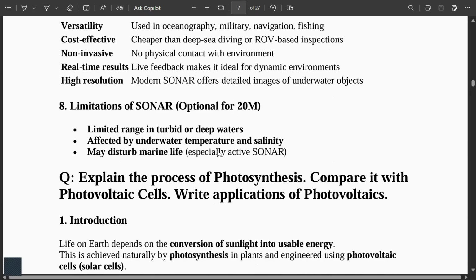The limitation is limited range in turbid or deep water, and it is affected by underwater temperature or salinity. It may also disturb marine life.